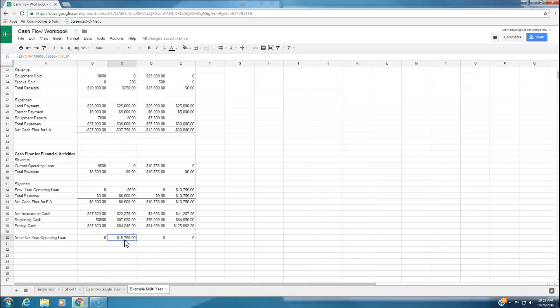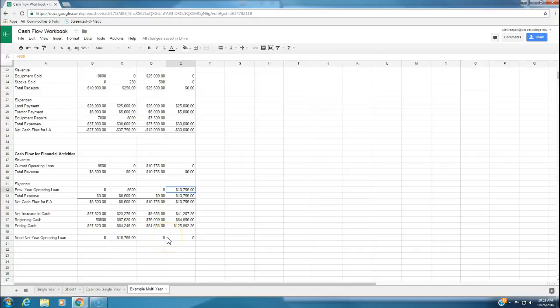So what we actually see now is that because of the way everything is cell referenced, you needed to take out a loan in 2016 of $10,755. It's calculated off of the 2015 values. You see the operating loan show up in 2016, and then it has to be paid off in 2017.